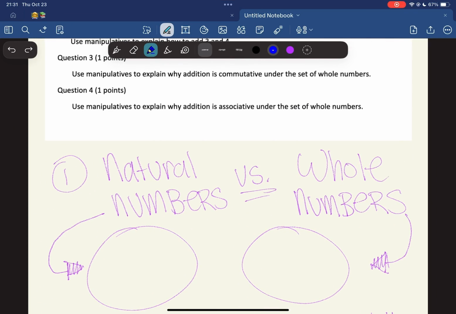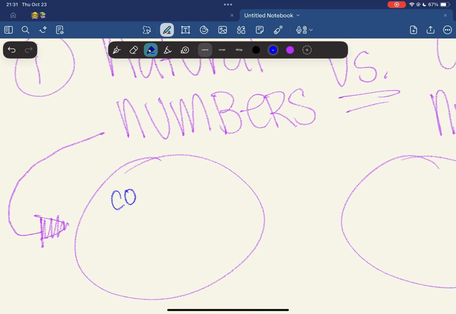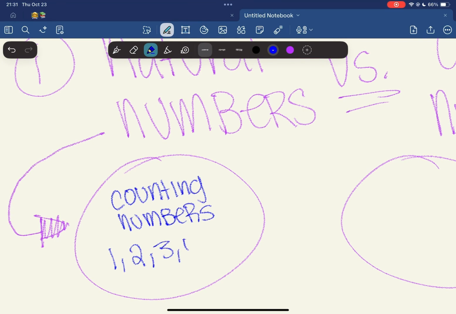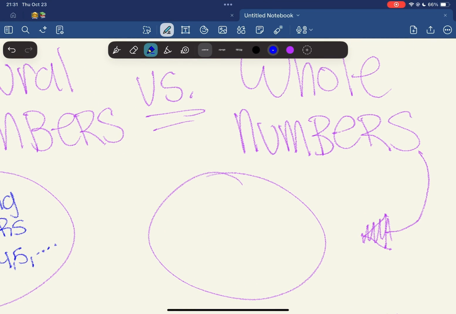So we have our natural numbers versus our whole numbers. Natural numbers are numbers that we count. So they are counting numbers. We use this when we count objects, maybe people, things like that. So with those numbers, we have 1, 2, 3, 4, and so on.